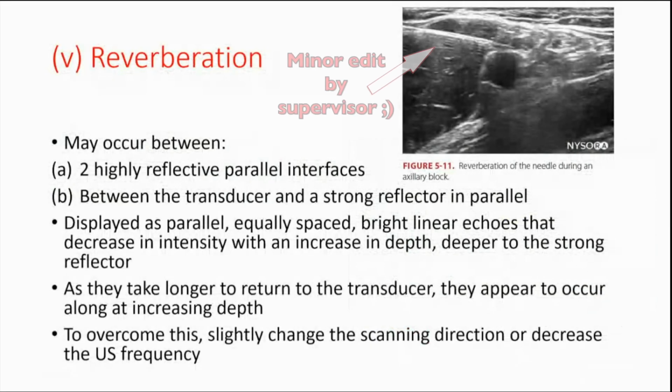Next, we have the reverberation. This may occur between two highly reflective parallel interfaces or between the transducer and a strong reflector in parallel. So what we can often see is parallel, equally spaced, multiple bright linear echoes that decrease in intensity with an increase in depth, which is deeper to the strong reflector. Because they take a longer time to return to the transducer, they may appear to occur along an increasing depth. So to overcome this, we can slightly alter the scanning direction or decrease the ultrasound frequency.